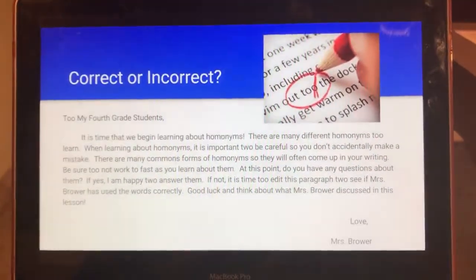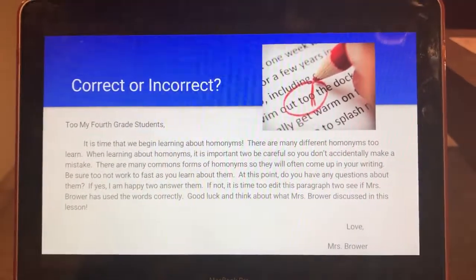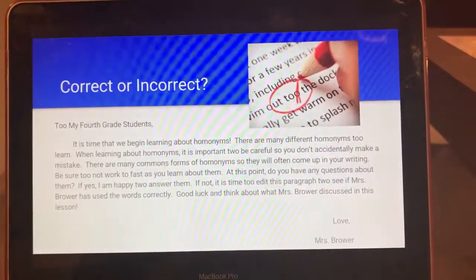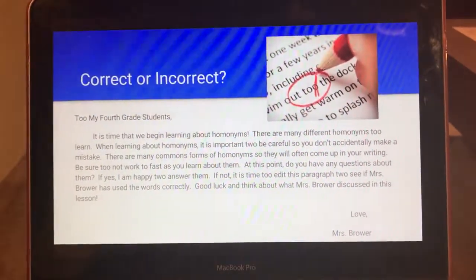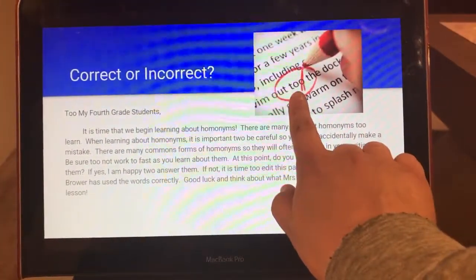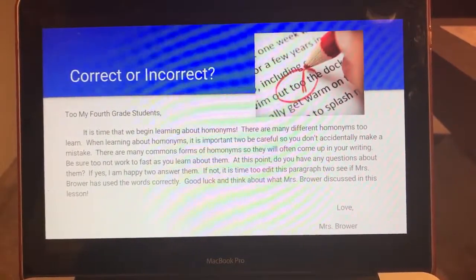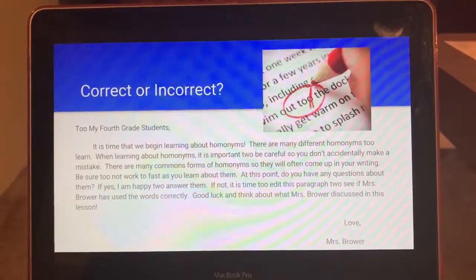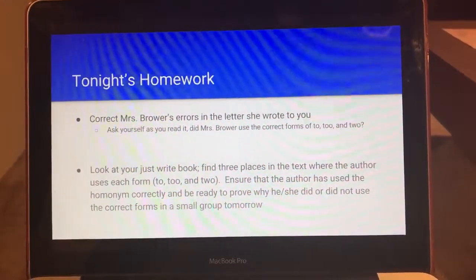Now you'll notice right here, friends, that this student is also editing a piece of writing where the homonym to might have not been used correctly. You'll notice that this individual is using a red or a different colored pencil, or really any other writing utensil that is a different color, and correcting it by crossing out what is incorrect. So in this example, the author wrote to as in too much or an excessive amount, but it should just be to the dock. So the student crossed out the O.